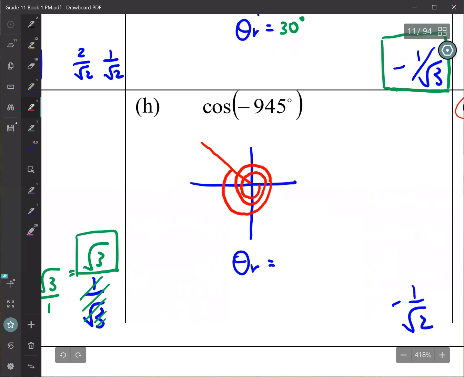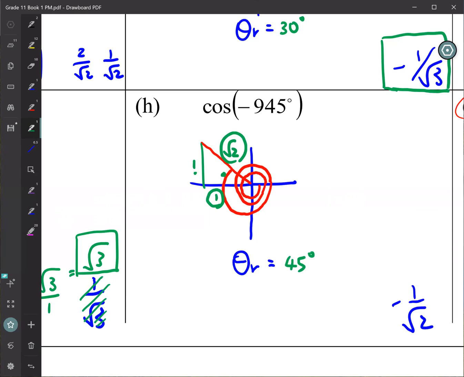So that makes the reference angle, right? Reference angle is 45 degrees. 45 degree is the isosceles one, right? 1, 1, √2. Cosine is adjacent over hypotenuse, right? And then it's in the second quadrant. In the second quadrant, cosine has to be negative. Okay, so that's good.